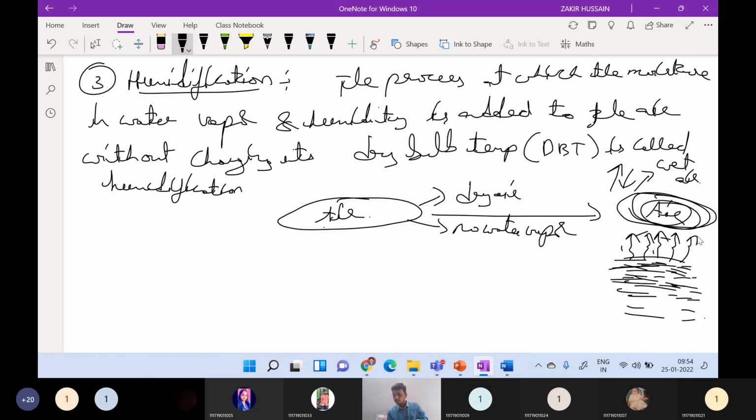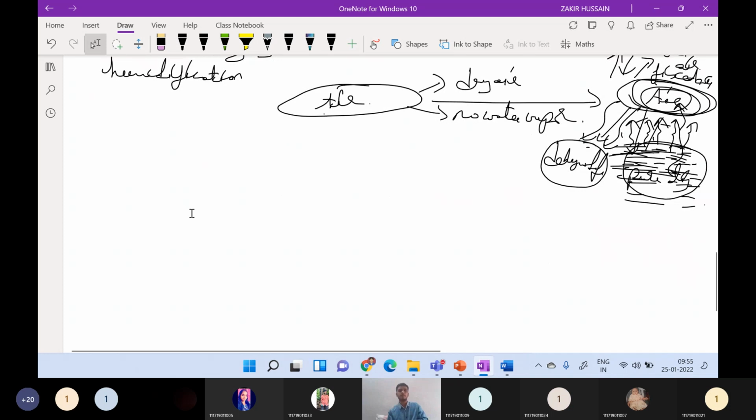Whatever water vapor is inside this air, if you remove it, that is called dehumidification. Removal of water vapor from the surrounding air is called dehumidification. Humidification and dehumidification involve the transfer of material between a pure liquid phase and a fixed gas phase. Here the pure liquid phase is water, and the fixed gas is air. This will be fixed because it is not solubilized into the water. Only the water vapor is solubilized into the air. That is called the humidification process: addition of water vapor to the surrounding air.